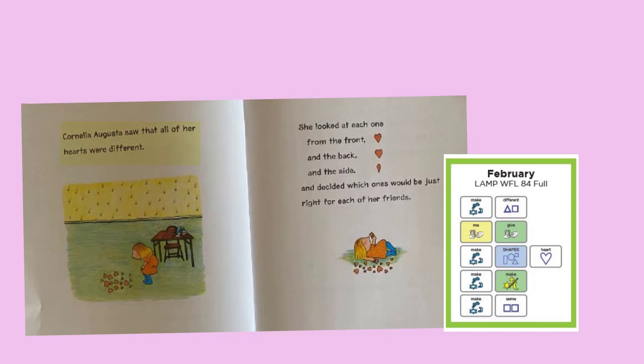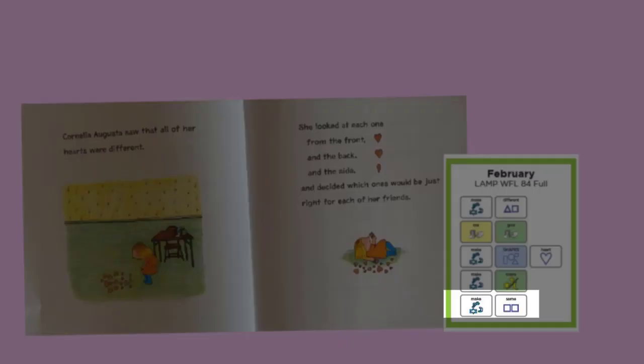Cornelia Augusta saw that all of her hearts were different. She looked at each one, from the front, and the back, and the side, and decided which ones would be just right for each of her friends. So even though the hearts were the same color, they were different sizes. And she thought, which ones will I give to each of my friends?